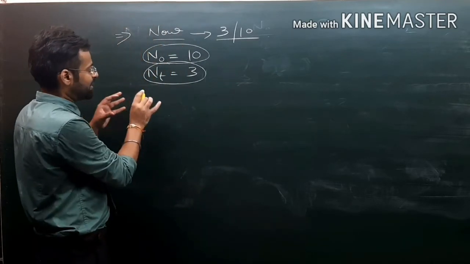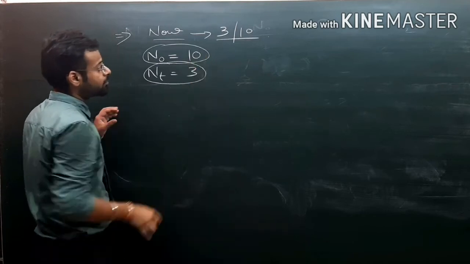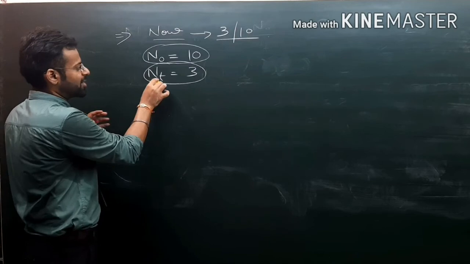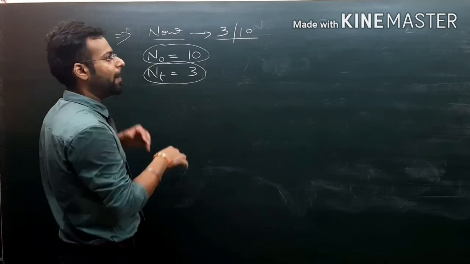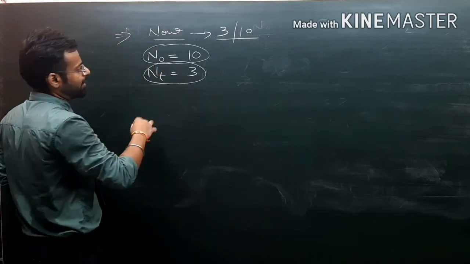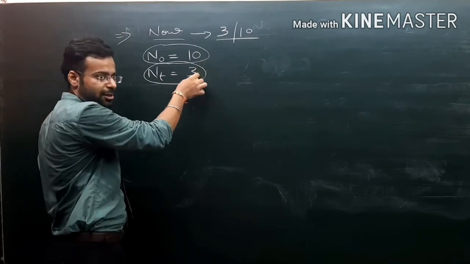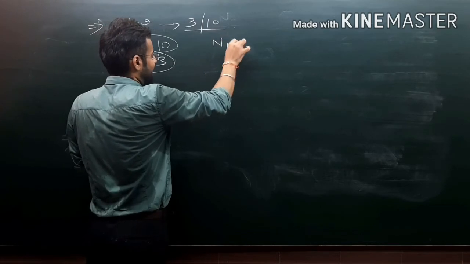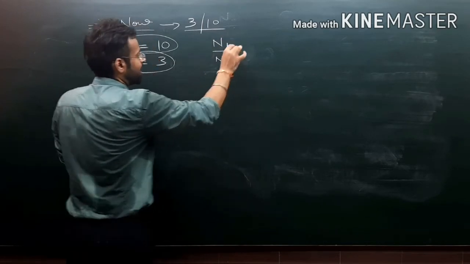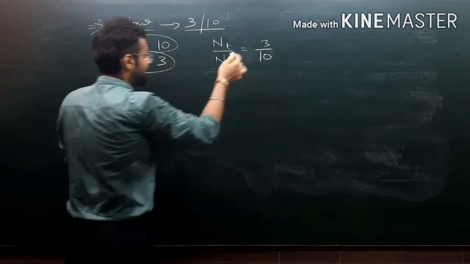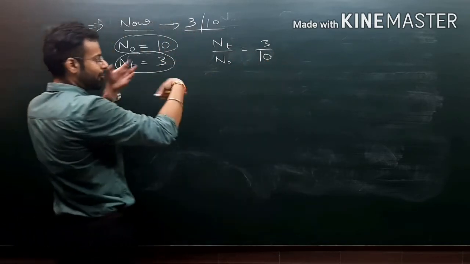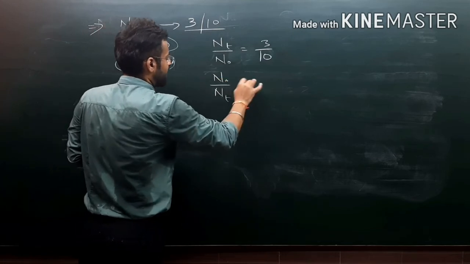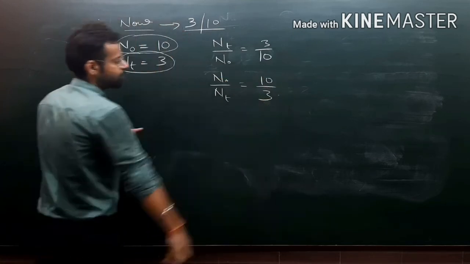So indirectly it's telling us n0 is 10. That is the original sample, and now it has become 3/10 of it. So 3/10 of 10 is 3. So it is giving us a ratio of 3/10 in terms of nt by n0. But you need the ratio inverse, that is n0 by nt, and that is 10/3.